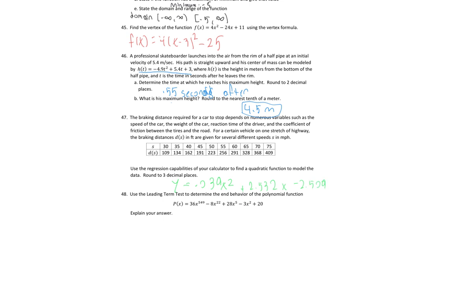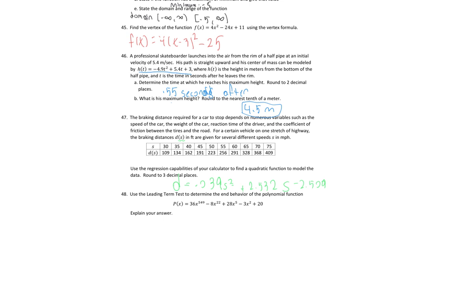And after just writing all that, I realized that it's d of s, so s is our variable, not x, so I have to replace all those x's with s's. And instead of y, we're trying to evaluate distance, so I'll replace that with d. So the distance is 0.039 s squared plus 2.532 s minus 2.509. If you got something different, just be really careful with how you type your data into your calculator. You should have gotten the exact same thing.